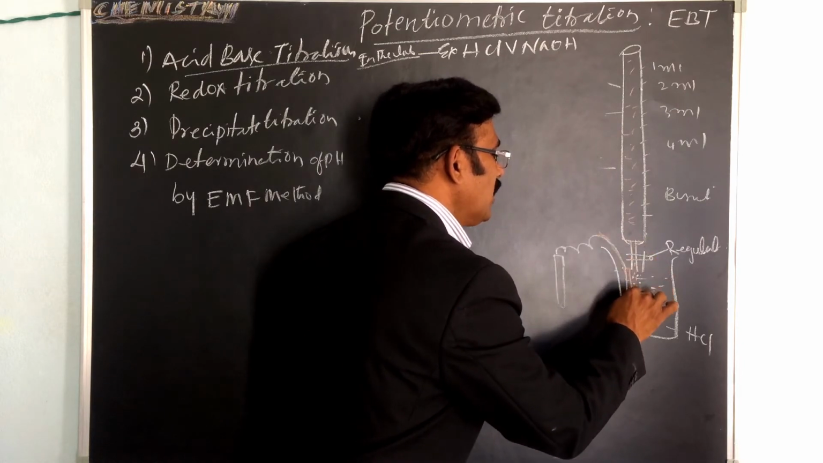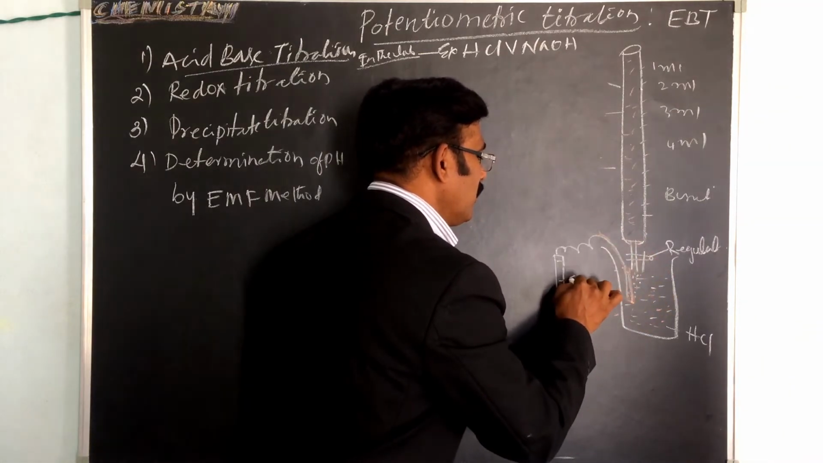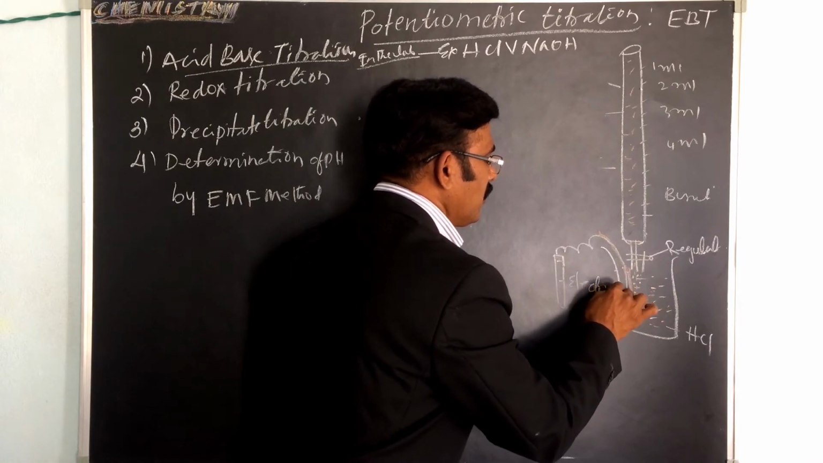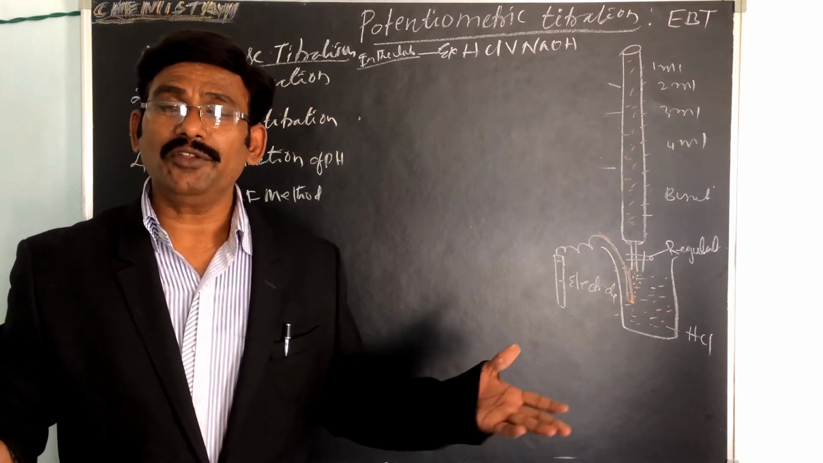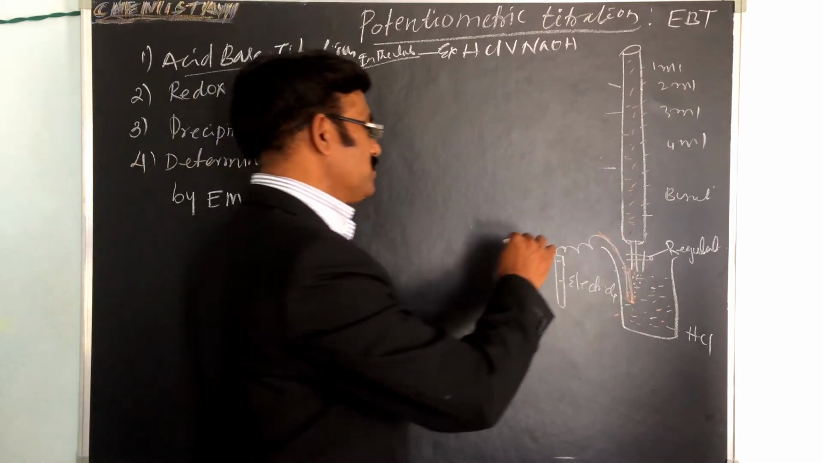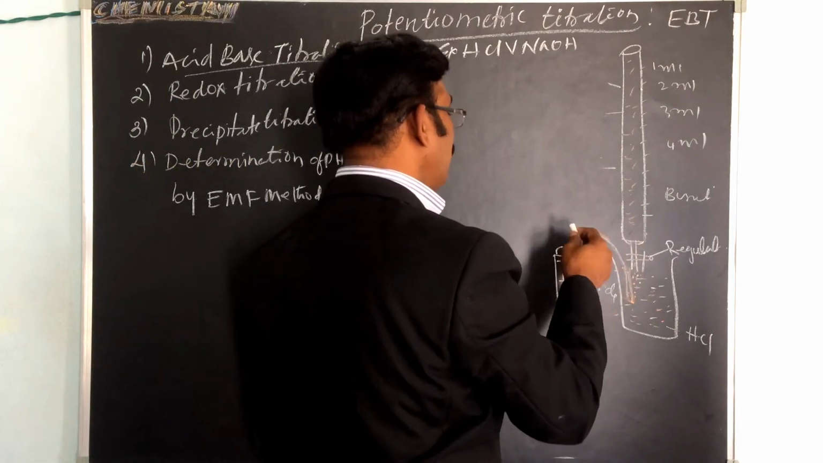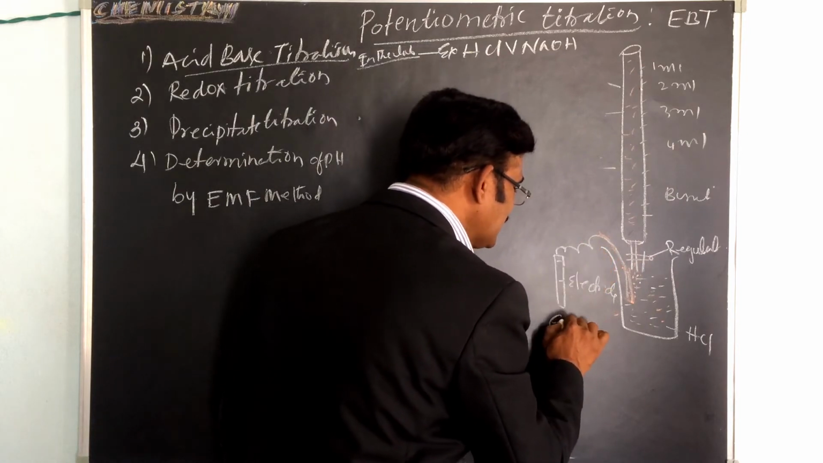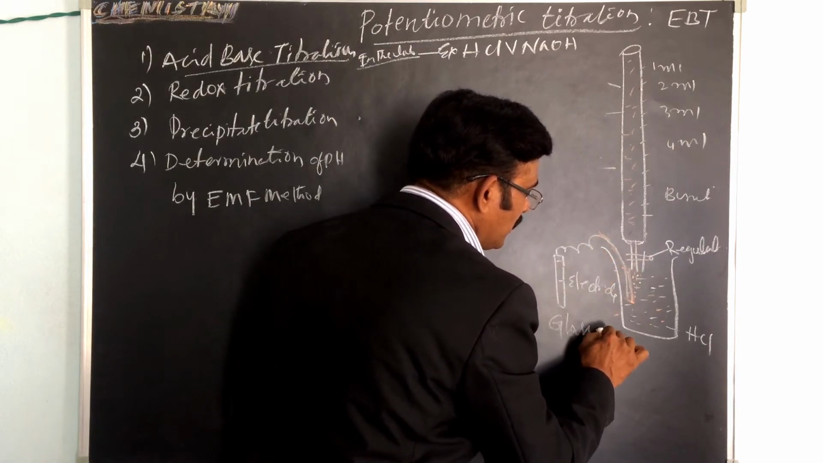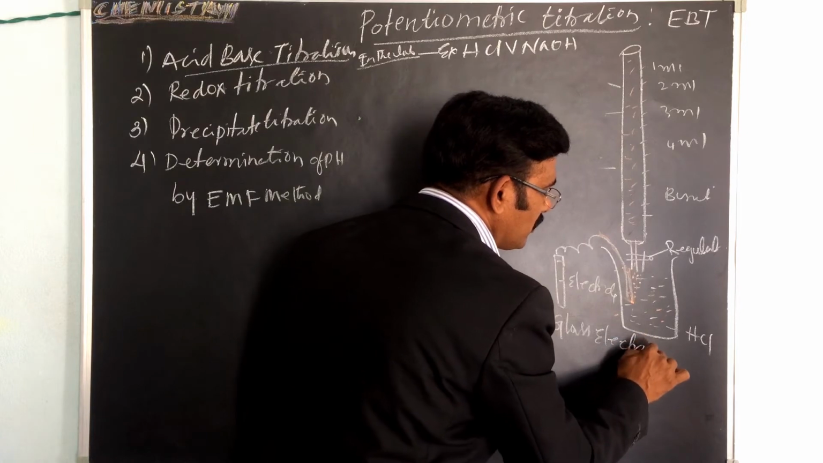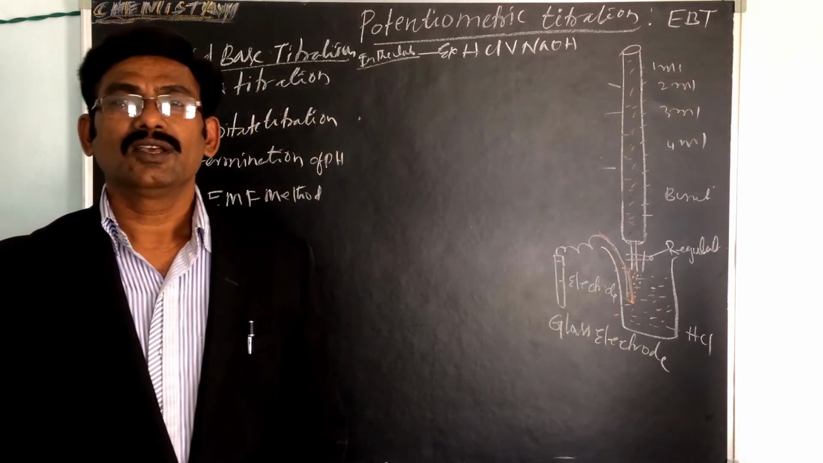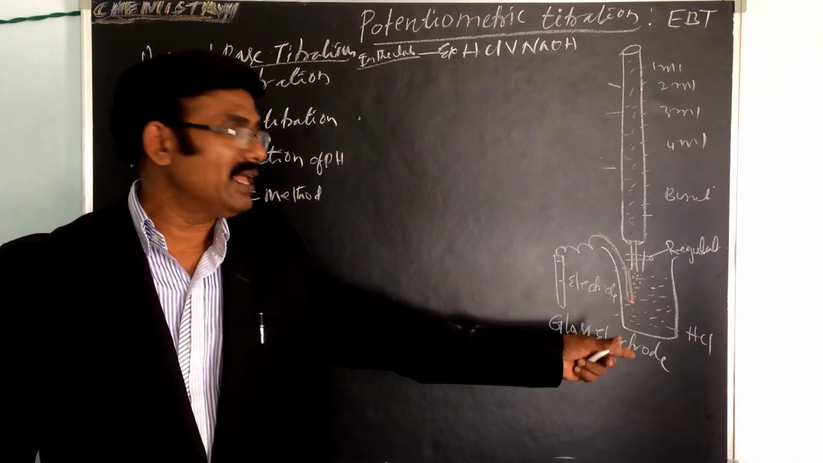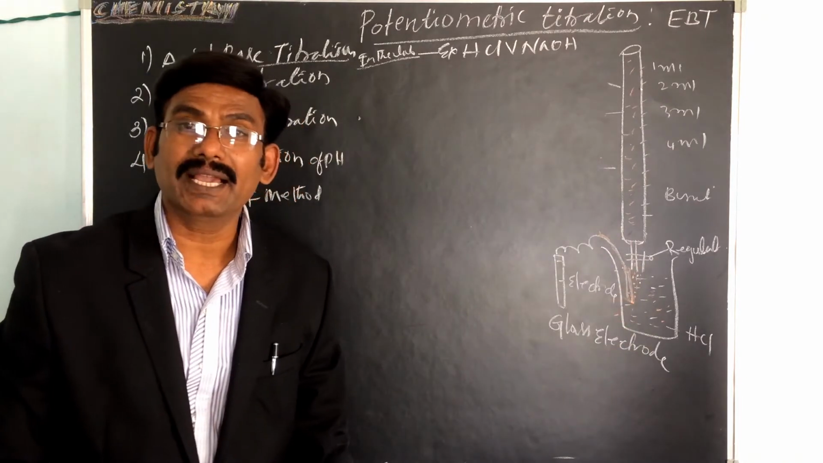This is the electrode. What electrode do we have to use? The glass electrode, definitely, because for HCl versus NaOH we have to use the glass electrode. We already studied the glass electrode. The glass electrode is placed in a beaker.